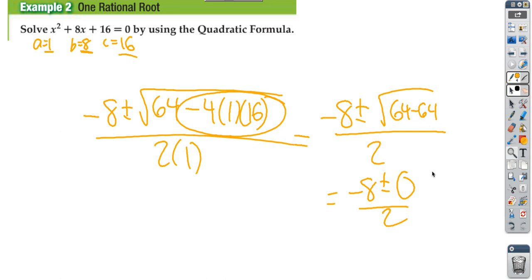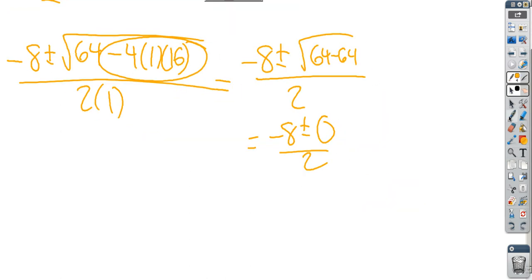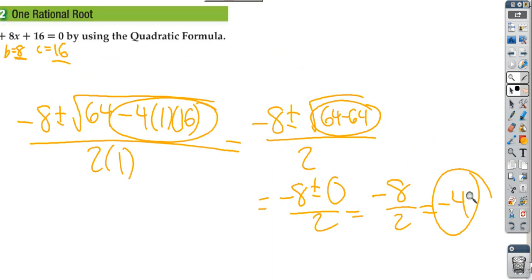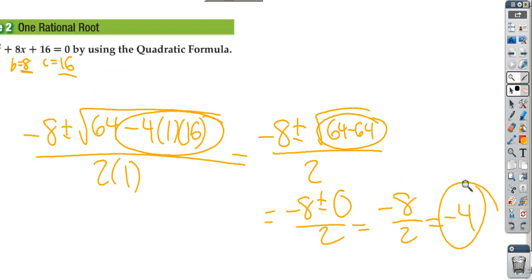Okay, so this is what we're going to talk about later, something called the discriminant. The discriminant is this number right here. And negative 8 plus 0 and negative 8 minus 0, that's the same number. That's just negative 8. So we get negative 8 over 2, which is negative 4. And we only get one answer in that case.